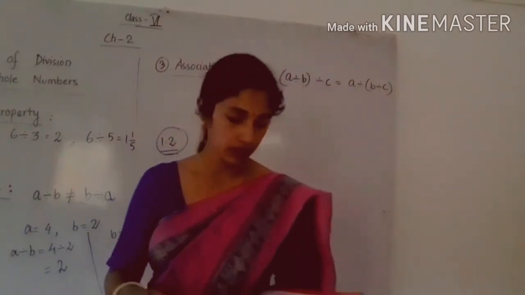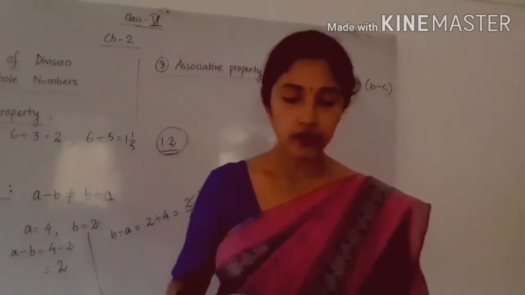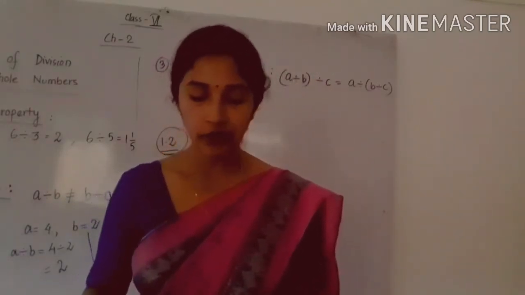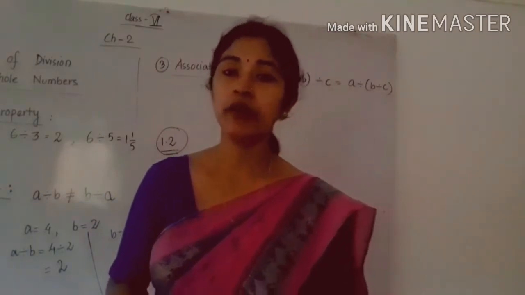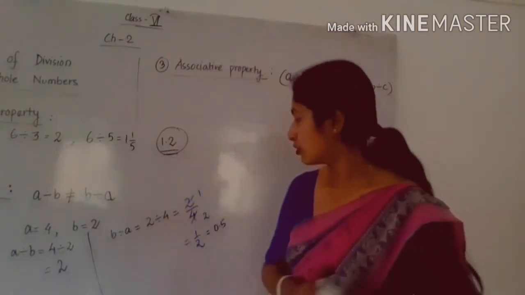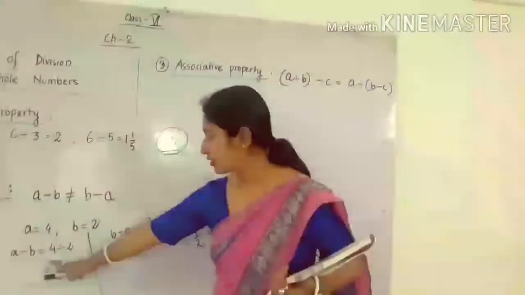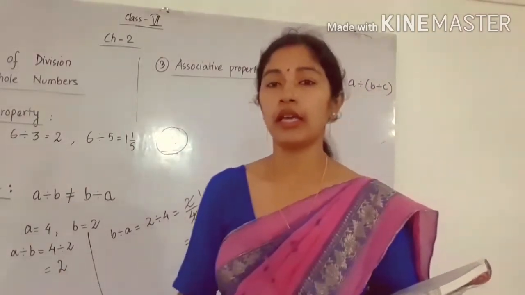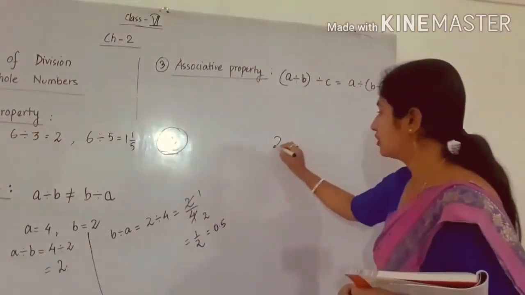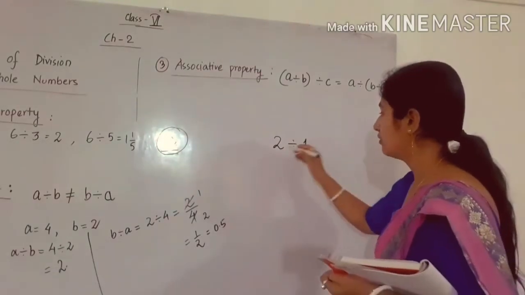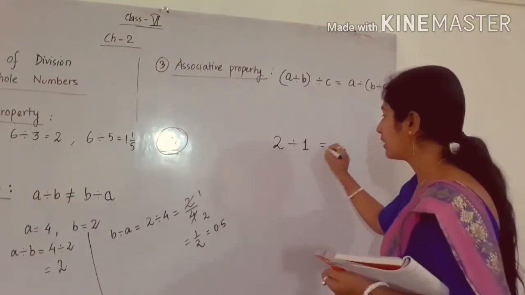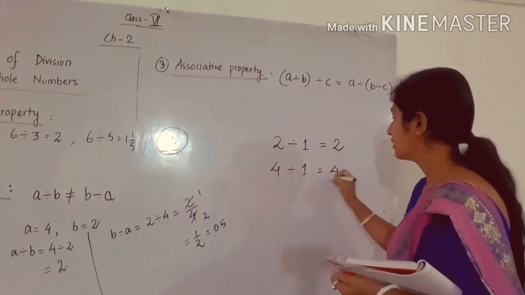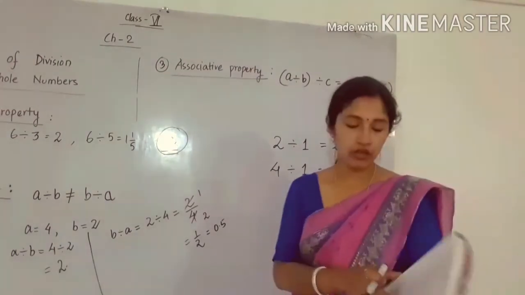Next, there are some special properties. There are 3 special properties, and I am reading from the book. The first property is whenever a whole number is divided by 1, we get the same whole number, as you all know. Suppose the number is 2. Whenever we divide 2 by 1, the answer will be 2 again. And with 4, in any case, you will get the same whole number again. So this is the first property.